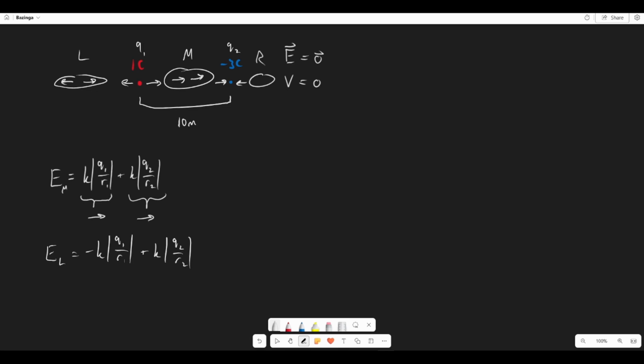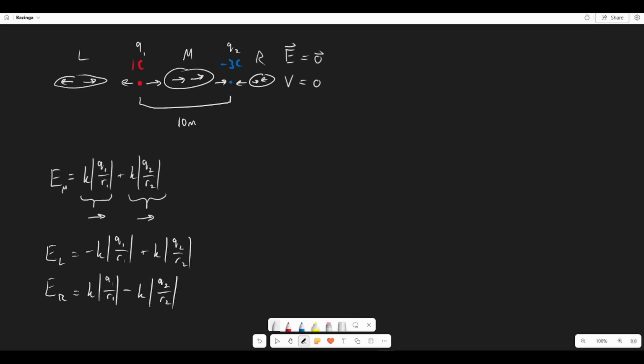Finally, in this region here, the rightwards region, the positive charge Q1 does a rightward vector, and the negative charge does a leftwards vector. So ER will have a positive for Q1, and then we will have a negative for Q2.